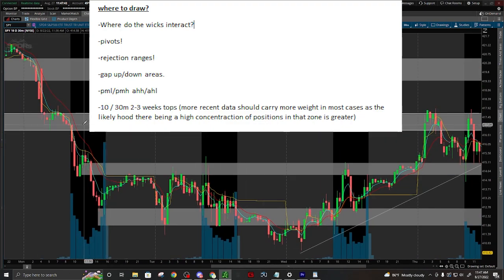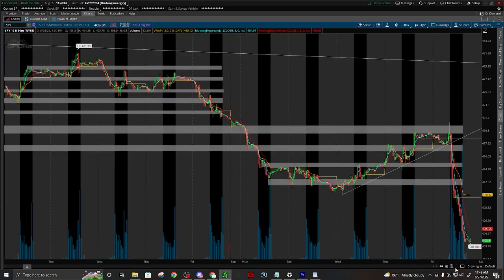Now, how do you draw them? Well, we just talked about it, right? Pivots, rejection ranges. So these things pretty much draw themselves. You just have to look back. I try not to look back much farther than two to three weeks. I put higher bearing, or I weight higher, data that's more recent than data from weeks ago, right? Because there's a higher likelihood of that concentration of positions we were talking about still being there.